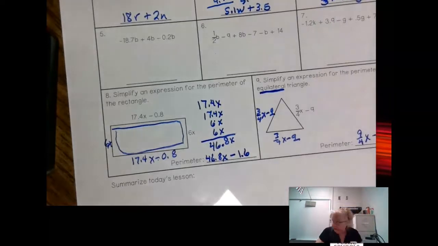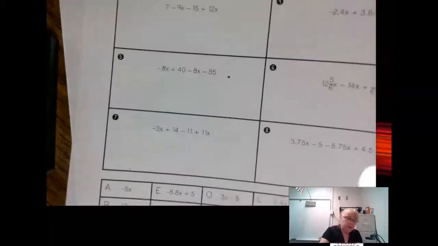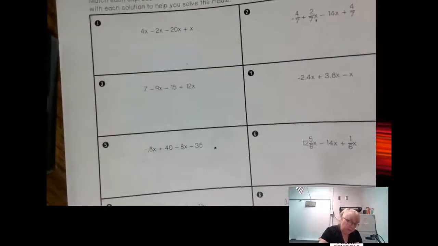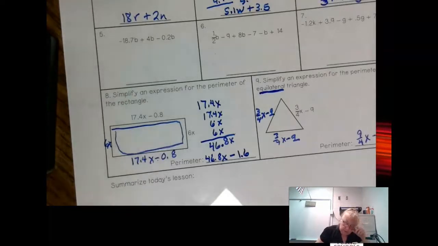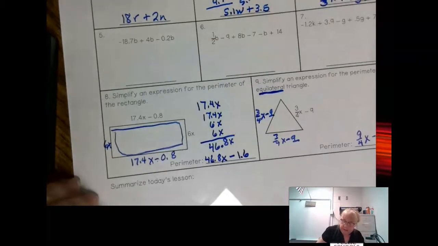So I want you to practice on the simplifying expressions. And I'm going to put that on the Nearpod so that you can do it on there, or you can print it out. If you've already printed it out, you can just do it there and turn it in that way.